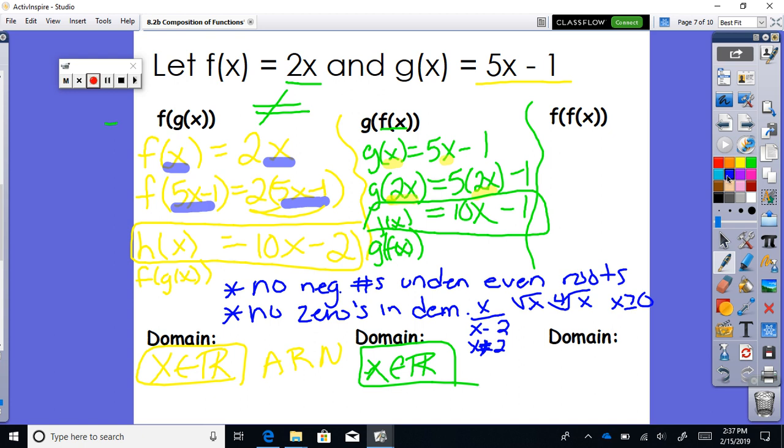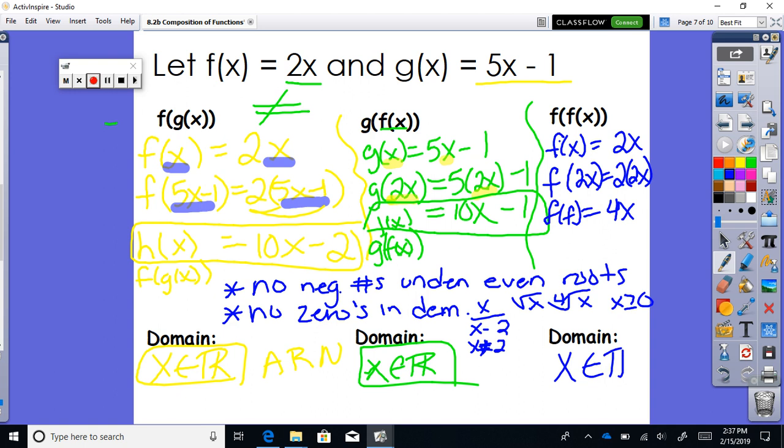All right, the last example, it's f composed of f. So we're putting a function f inside the function f. So f's on the outside, so I'll start with f of x equals 2x. And then I'm taking that function and putting it back in itself. So I'm replacing the x with the 2x. So wherever I have an x on the other side, I now have a 2x. So f composed of f is equal to 4x. There's no even roots, there's no zeros in the denominator, so it's all real numbers.